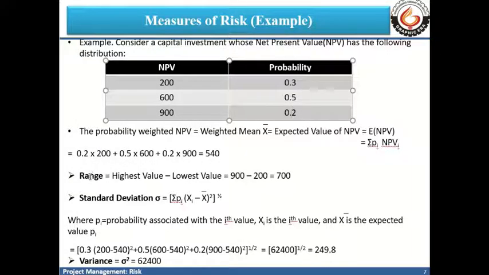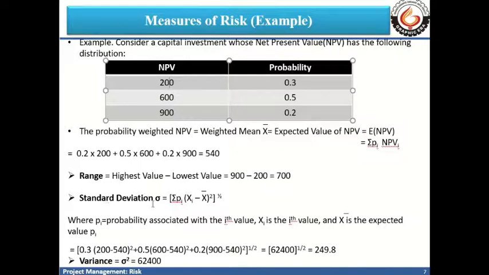Now the range is given by the difference between the highest value and the lowest value. In this case, the highest value of NPV is 900 and the lowest value is 200. So 900 minus 200 gives you 700. So the range of these NPV values is 700.